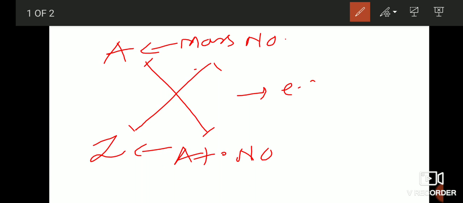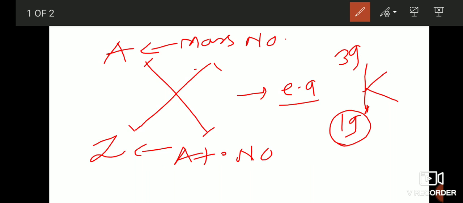Let us see another example. Suppose I am going to give potassium. So potassium atomic number is 19 and mass number is 39. So this is your Z and this is your A. Understand now? So you can represent it in this way.